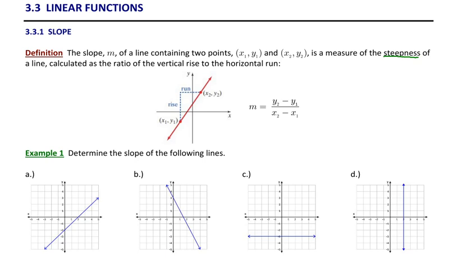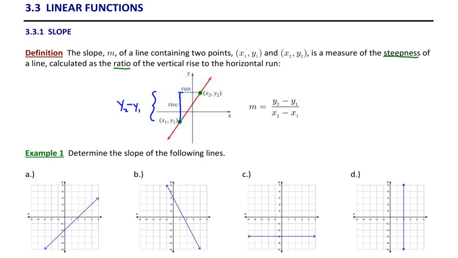One aspect that we can use to describe a line is its slope. The slope m of a line containing 2 points, (x sub 1, y sub 1) and (x sub 2, y sub 2), is a measure of the steepness of the line, calculated as the ratio of the vertical rise to the horizontal run. If we look at our diagram here, the vertical rise between the 2 points is this vertical segment right here, and we could measure the distance of that segment by taking the difference in the y values. This would be calculated y sub 2 minus y sub 1.